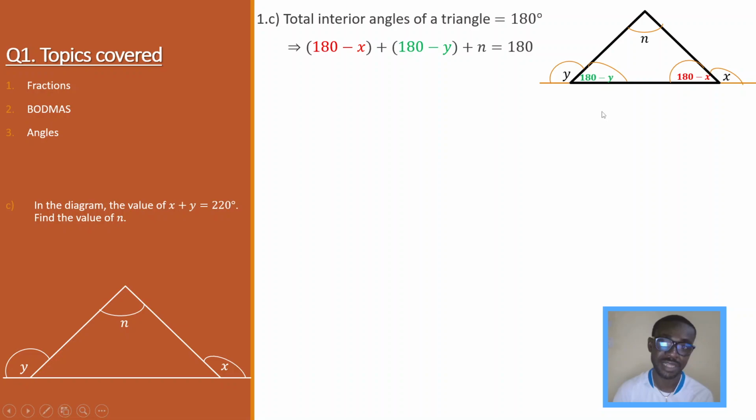So we have 180 minus x, which is this angle, plus 180 minus y, which is this angle as well, and then n. So the angles within the triangle, this triangle that we have outlined with a black line. This triangle, the total angles inside of the triangle, that is this angle, this angle, this angle. When we add everything together, we are supposed to get 180. I hope you are following.